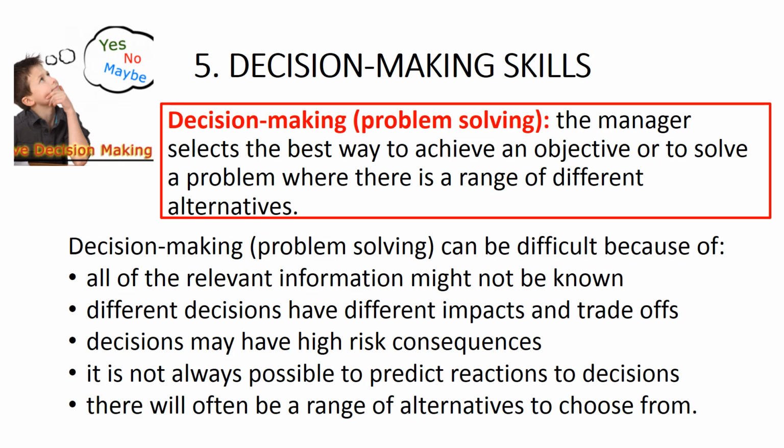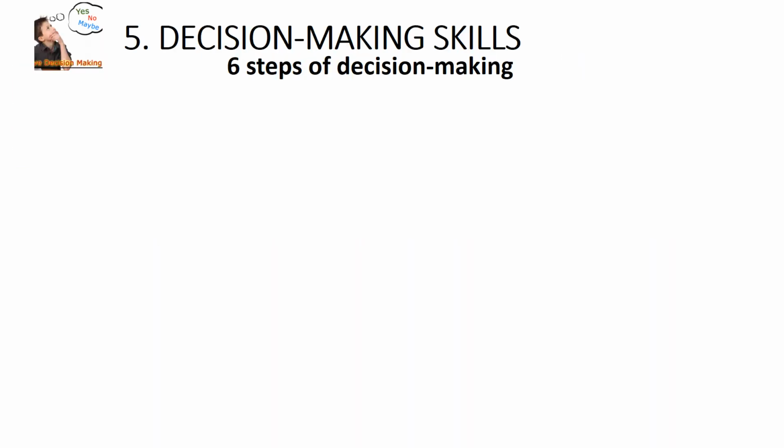And fifthly, where a manager is trying to make a decision, there will often be a range of alternatives to choose from. These alternatives will each have different benefits and costs, and it's necessary for the manager to weigh up those benefits and costs in deciding which alternative to choose. There are 6 steps that a manager should follow in making a decision.